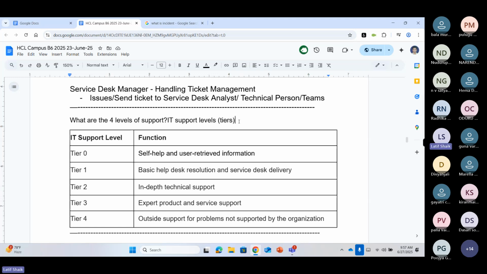What are the 4 levels of support? Support levels. What is a support level?